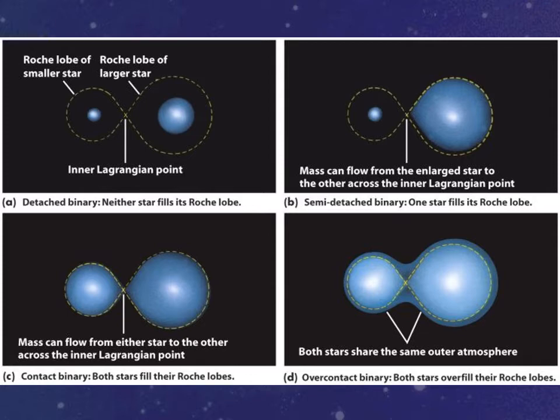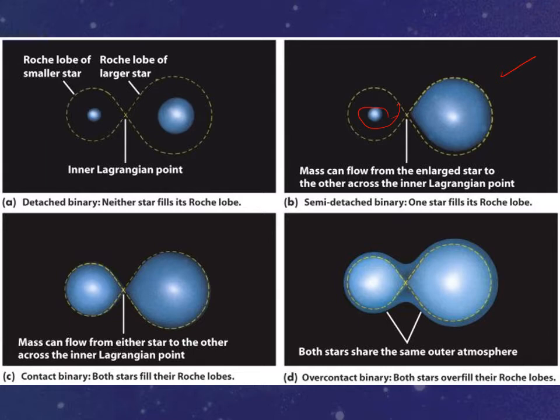Detached binary, this is what you normally think of as a binary star, two separate stars. A semi-detached binary, though, would be where one star has already expanded and filled its Roche lobe, and then mass is starting to leak into the other star. If both stars fill their Roche lobes, we have what we call contact binaries, and these are two stars that are actually touching each other.